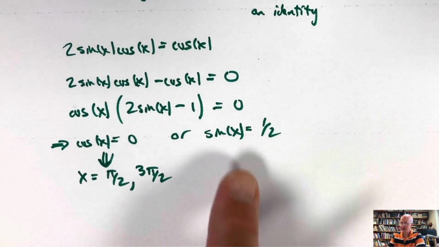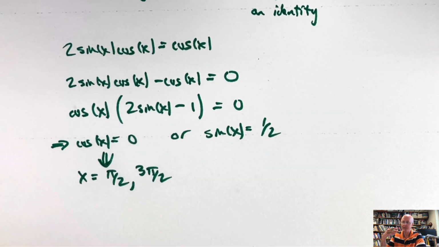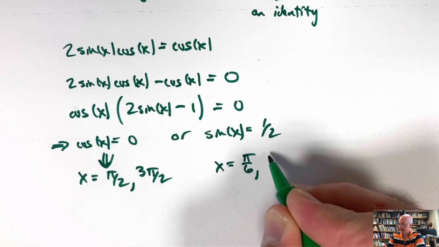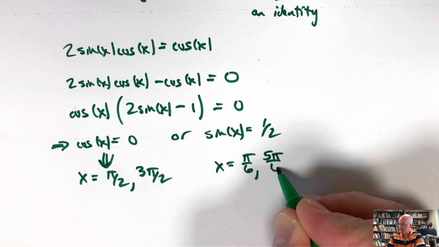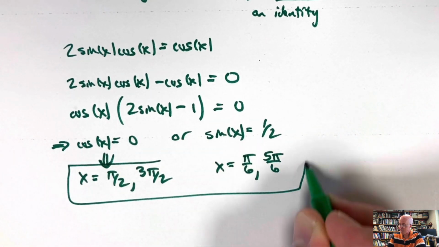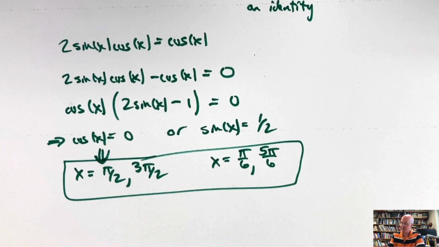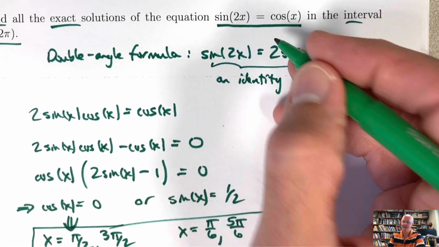Sine of x is 1/2. Sine is the second coordinate. Special angles. You know it? Pi over 6, 30 degrees. And 5 pi over 6, 150 degrees. Use radians. We're assuming radians here. Pi over 6 and 5 pi over 6. And these four numbers, the work we've done is confirmation that these are possible solutions. They are solutions. You can check them, plug them in here. You'll see that it works.